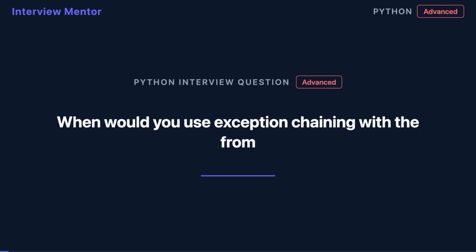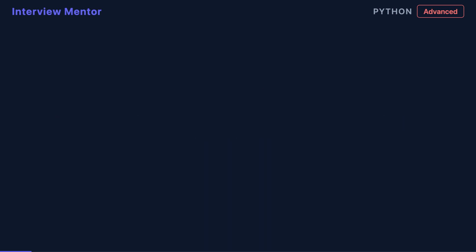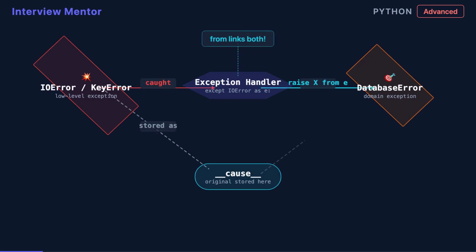Catch an exception, raise a cleaner one, and lose the root cause forever. The from keyword prevents that. Exception chaining with from is built for abstraction layers.